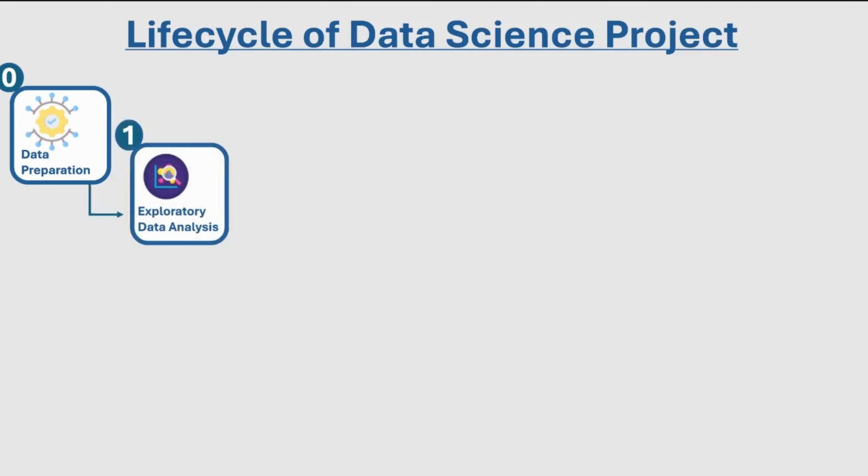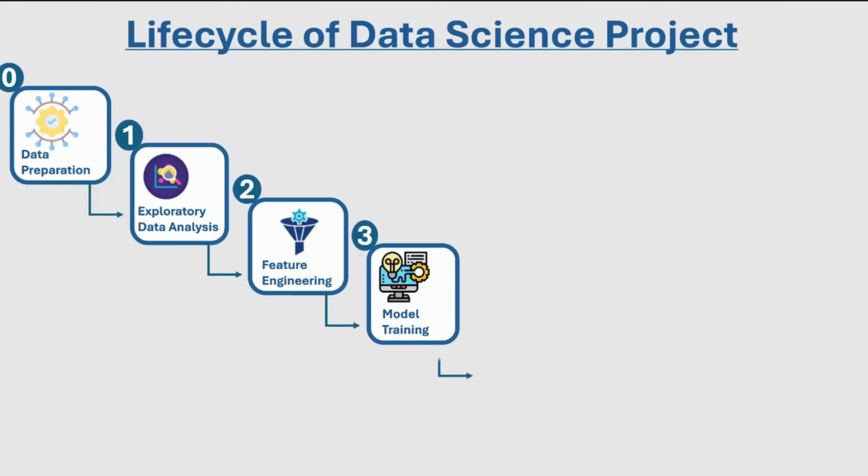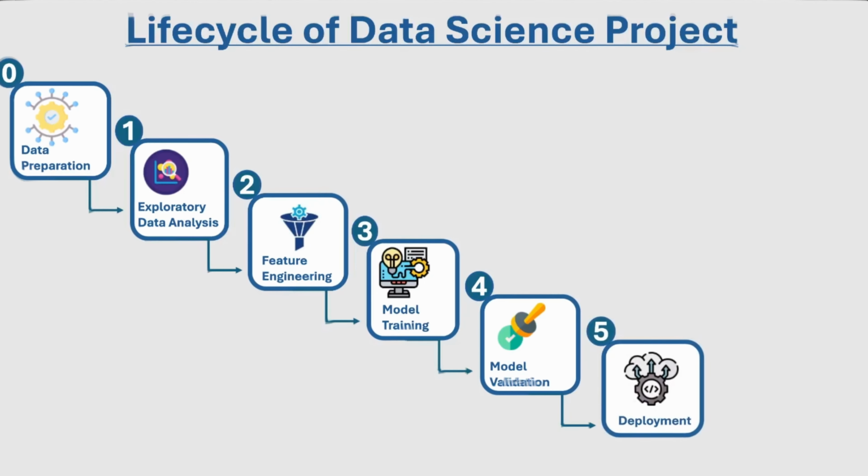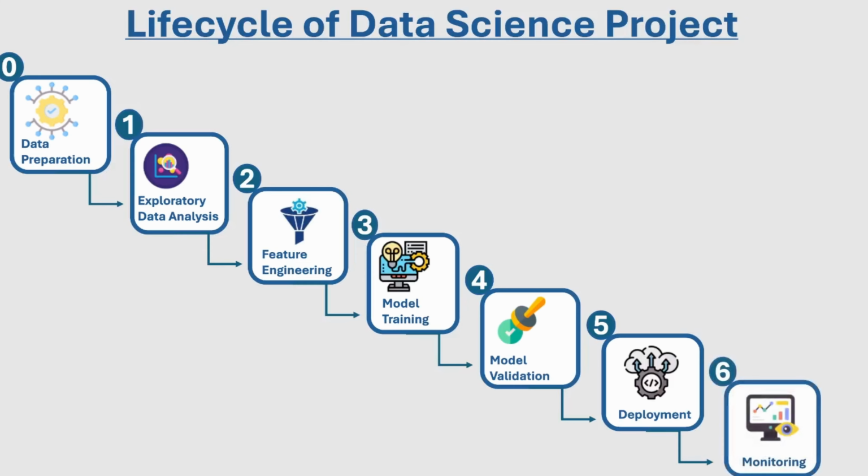If we talk about the life cycle of a DS project, we have data preparation, and then we do exploratory data analysis. From that, feature engineering is performed. Then we do some training of the model, then we validate the model, and then we deploy the model. And after that, we do monitoring around it.